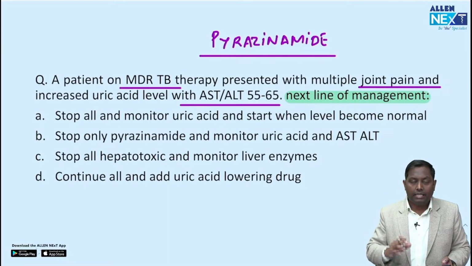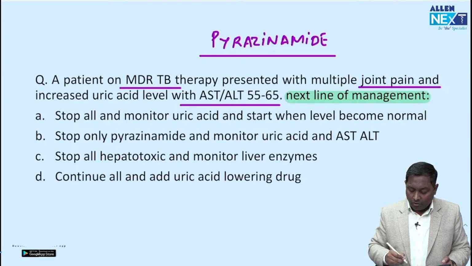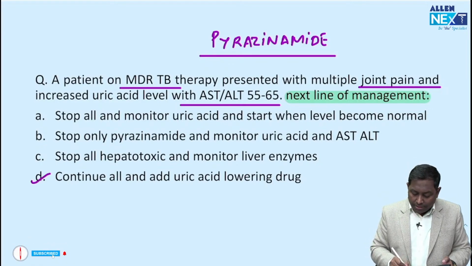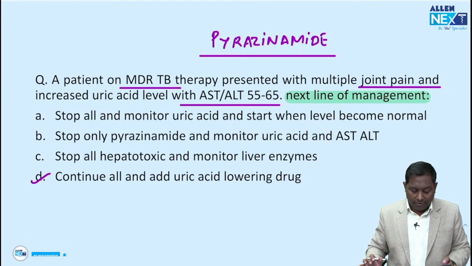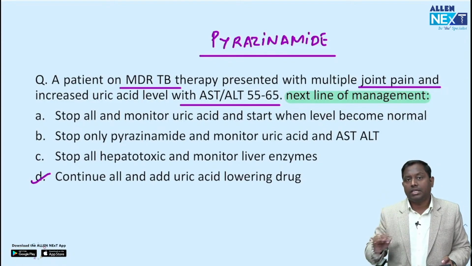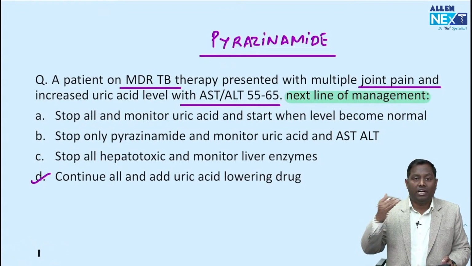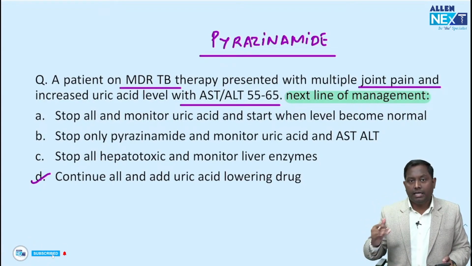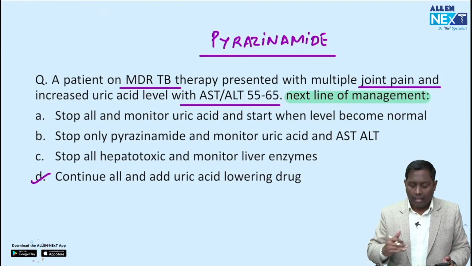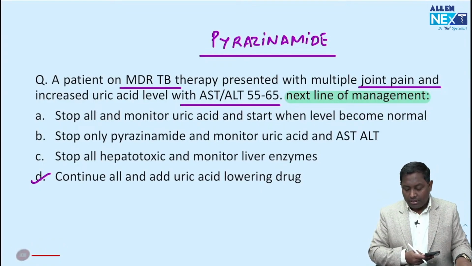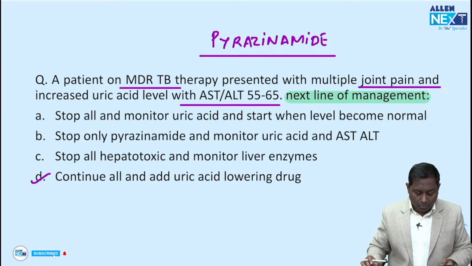In a country like ours, in a country like India, we do not ask the patient to stop a drug. So continue all and add a uric acid lowering drug if that is the option given here. Because if the level is very high, let's say the level is going to 500 or 800 or 1000, in that scenario we are bound to stop. But ALT and AST are just slightly high, so we are going to continue the drug that we have, and after continuing we are going to add the uric acid lowering drug. I hope it is making sense to all of you guys. Next one.